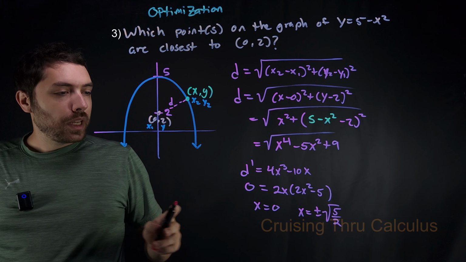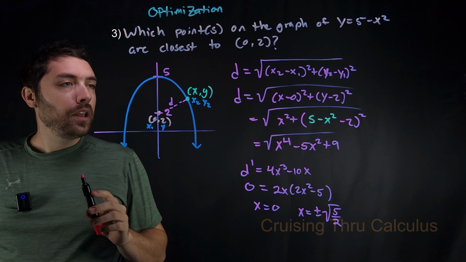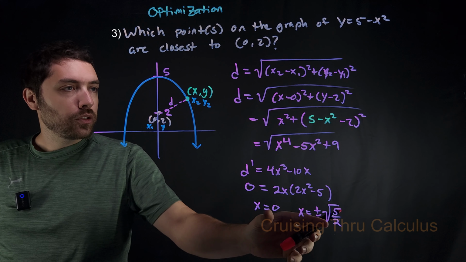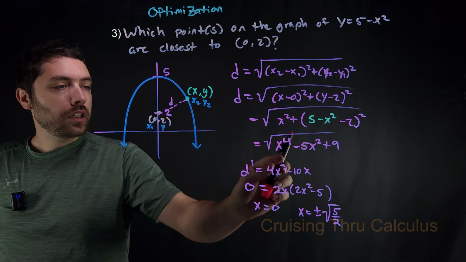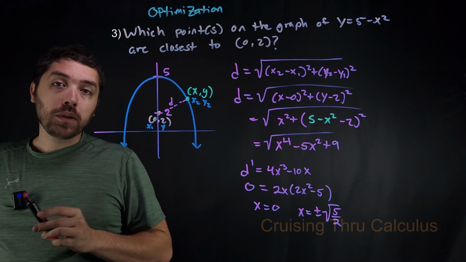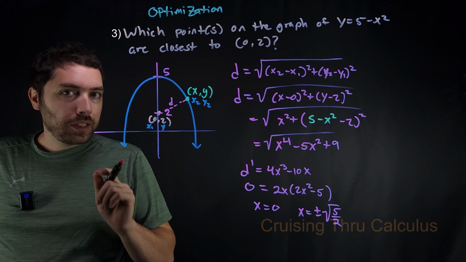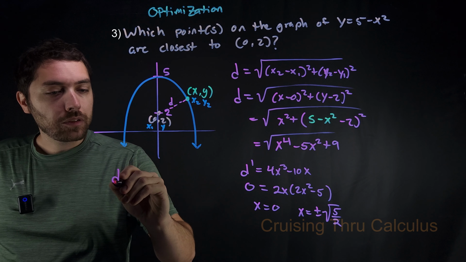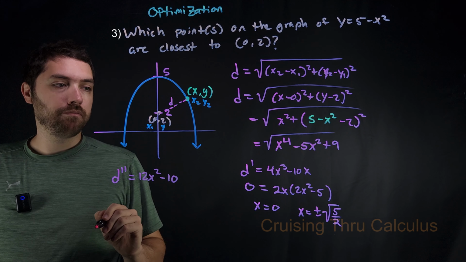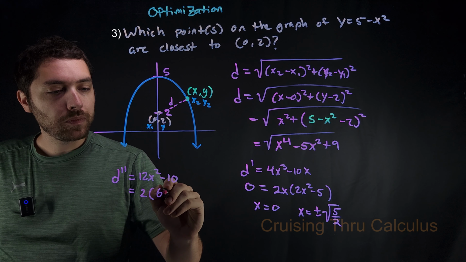So which one is actually the point that will be the closest to (0, 2)? Well, there's a couple of ways we could do this. One thing you could do is take these numbers, plug them back into our distance equation, and see which one gives you the least distance. That would work. I'm going to use the second derivative test again, though. This is what I recommend if it's easy to find the second derivative, which it is here. Check it out. The second derivative is 12x squared minus 10. And then I can even factor a 2 out.